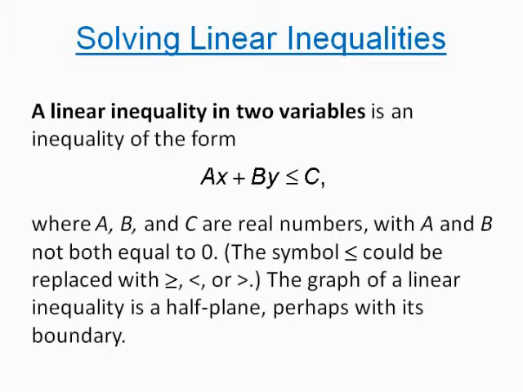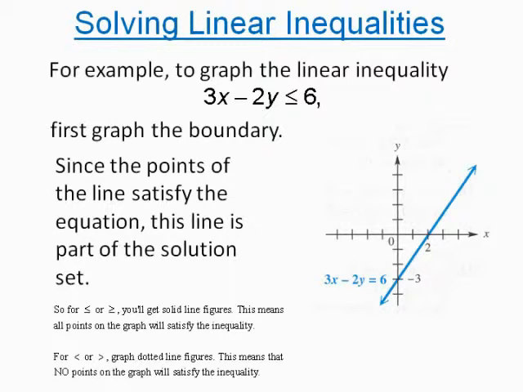And of course, A, B, and C are real numbers, with A and B not both equal to 0, because if they were, we'd have a little problem there. Now notice that the symbol less than or equal to could be replaced. It could be greater than or equal, less than, or greater than. The graph of a linear inequality is usually a half plane, a collection of points that satisfy the inequality, and it'll be bounded, as we will see, perhaps with a boundary.